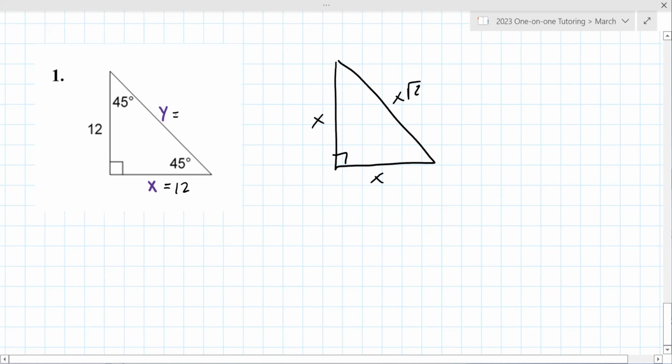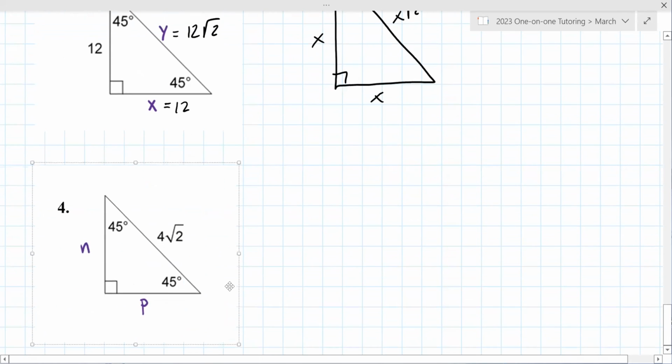What would y be? Y would be 12 radical, I mean, square root 2. Yes, you can say what you were about to say was correct. 12 radical 2 is fine. Square root of 2 is fine as well. All right, so let's go to number 4.